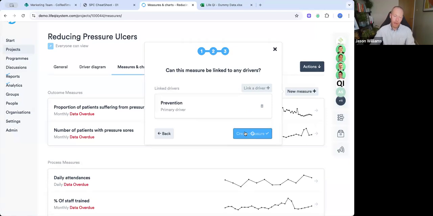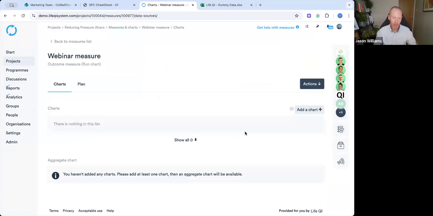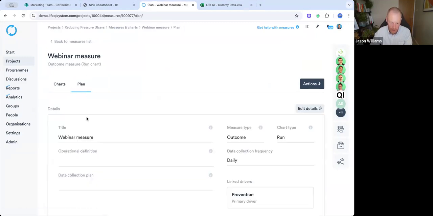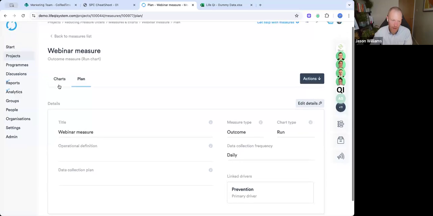Click create measure. That's essentially defined what it is I'm going to measure. That's going to take a second to save. That's saved now. And the second phase is I actually go and add the data to the chart. So no charts yet, but I've defined the measure. You can see it's an outcome measure. I can see it's a run chart. The plan information that I've just defined is in this tab. I need to make some changes there.